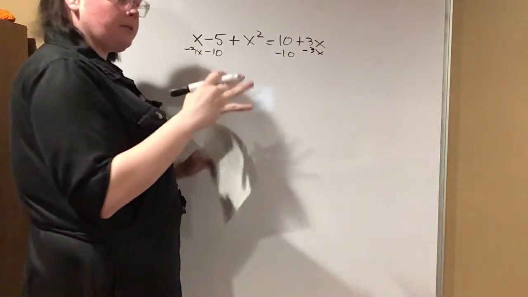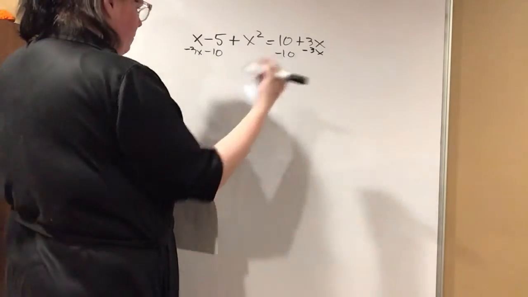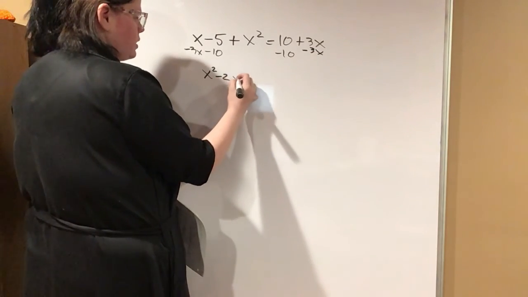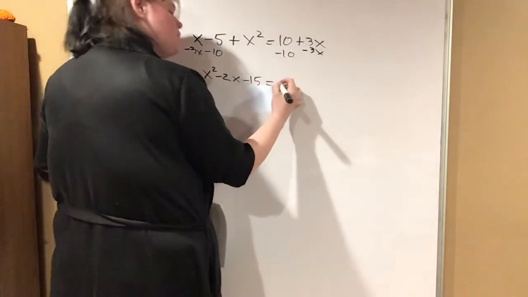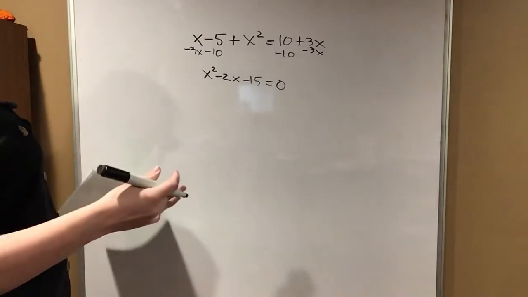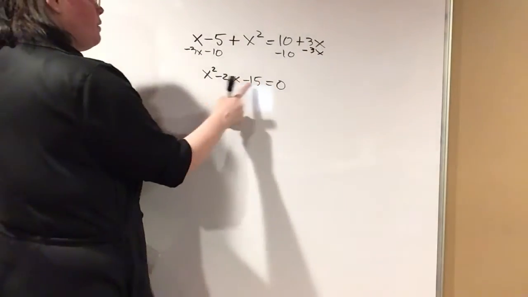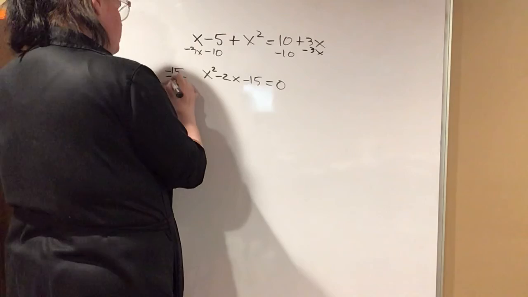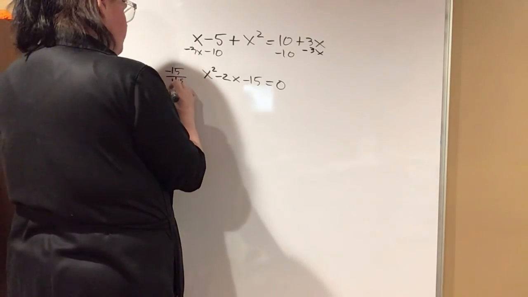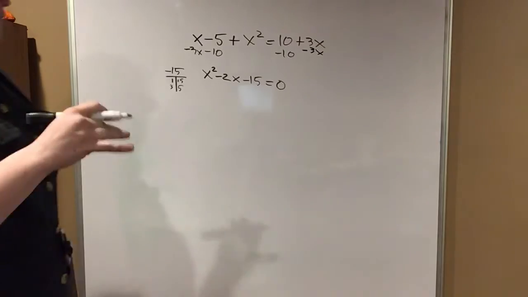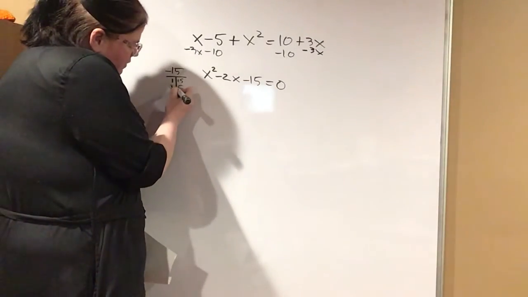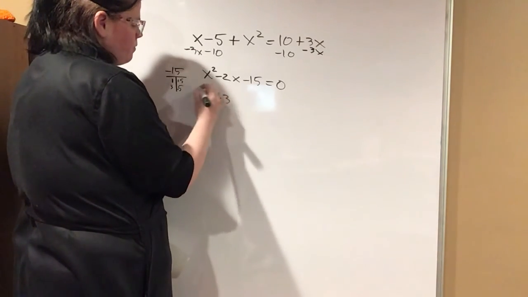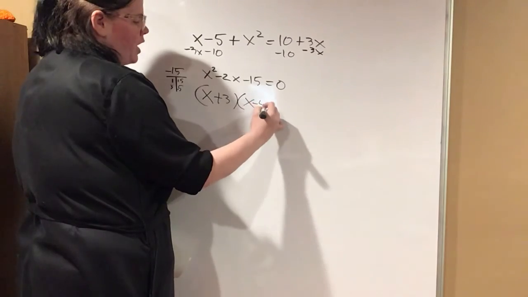And then I'm going to rearrange it because I want it in descending order. So now I have x squared minus 2x minus 15 equals 0. So now that I have that, now I multiply my a and my c. I get negative 15. So I need factors of negative 15. So I have 1 and 15 and 3 and 5 that add up to a negative 2. So I know my 5 is going to have to be negative. So then I have x plus 3 and x minus 5.